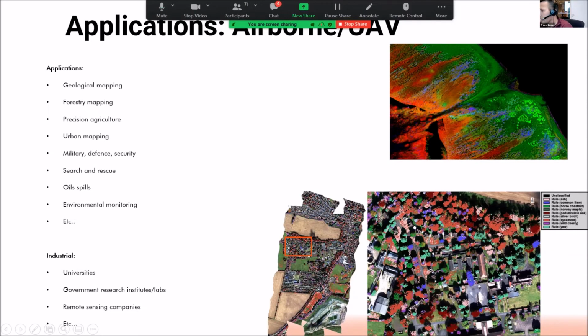And who is buying these systems, right? It's universities, governmental research institutes, and remote sensing companies, mostly. And more and more also actually end users or companies that are delivering a service, for example, in the remote sensing industry.